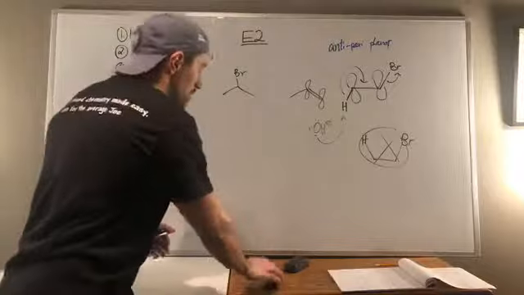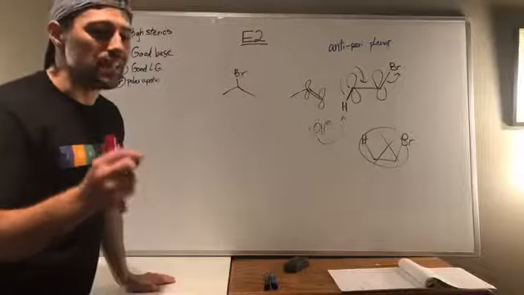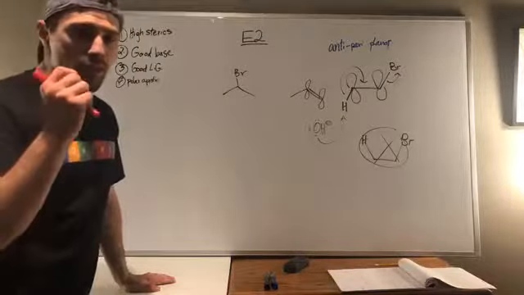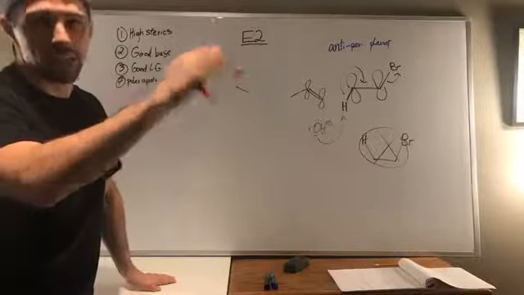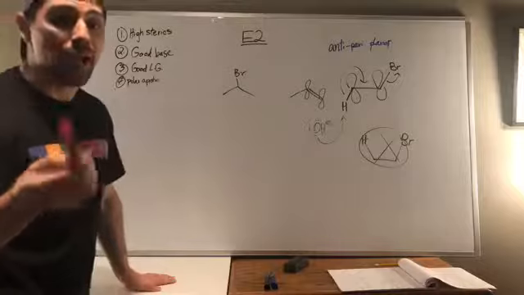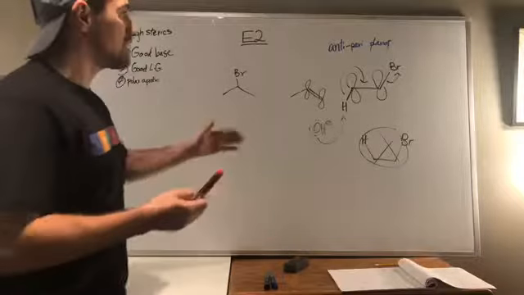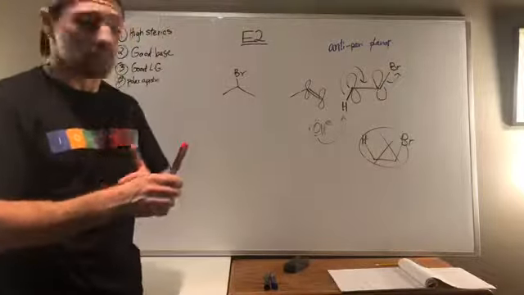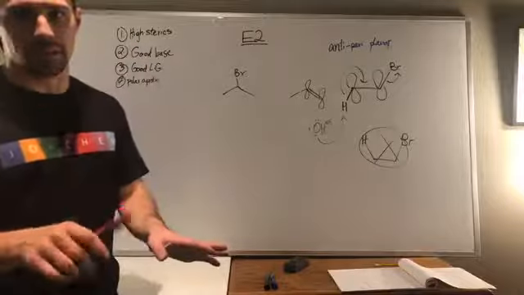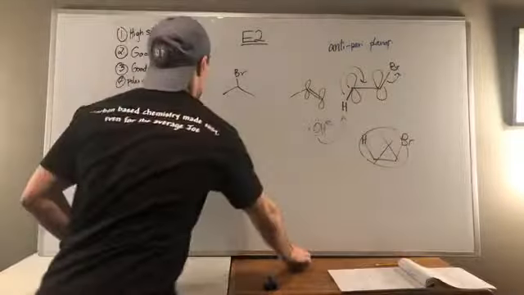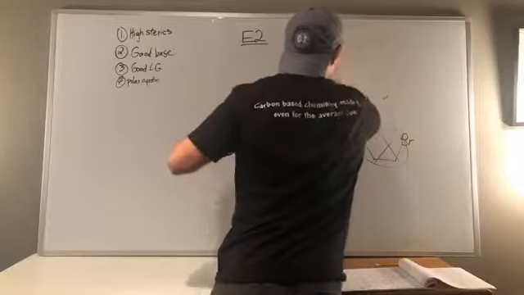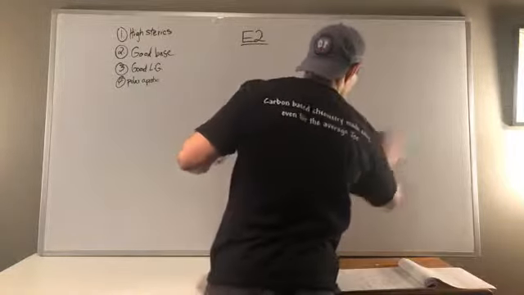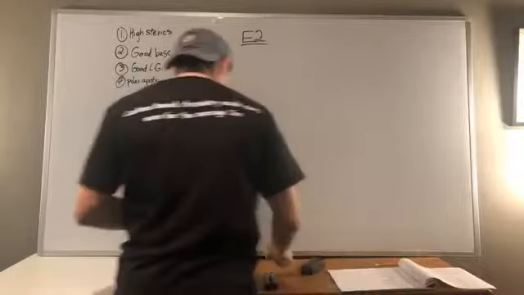So in fact, when you do E2 problems, you need to look for, basically you say, this is where I want to do my elimination between these two carbons, and that's where I want the double bond to be set up. You have to check if the anti-periplanar requirement is fulfilled. Otherwise, you just can't do the elimination. So let me show you an example. Look at something like this.